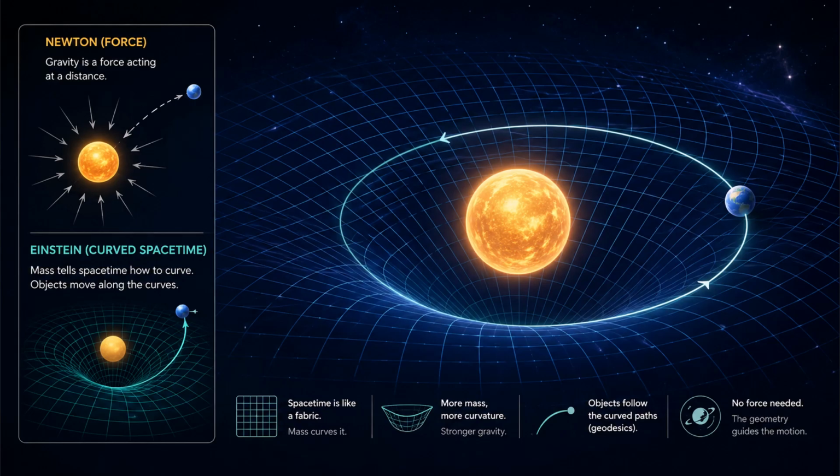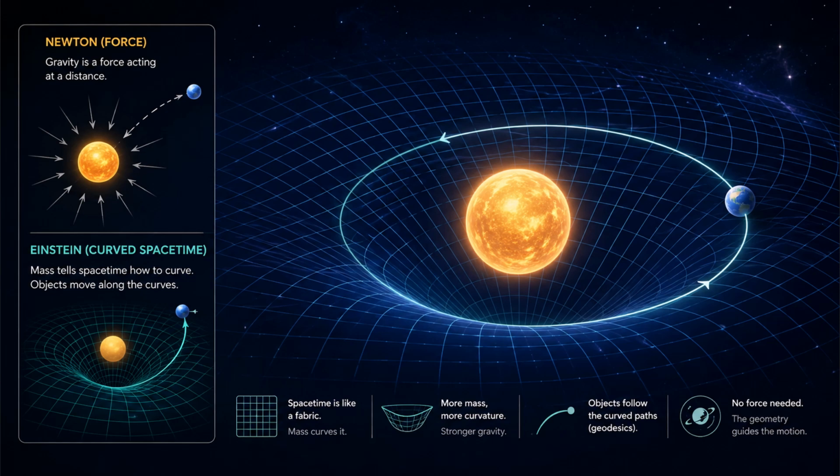In Newton's picture, gravity is a force between masses. The Earth pulls on the Moon. The Sun pulls on the planets. This picture works very well in many everyday situations.